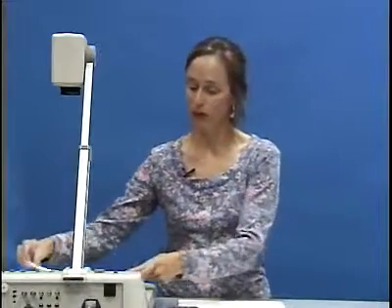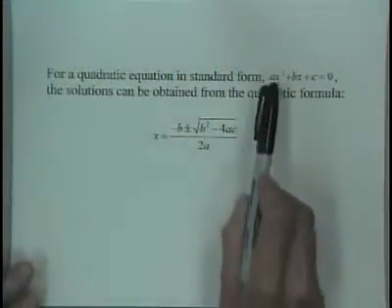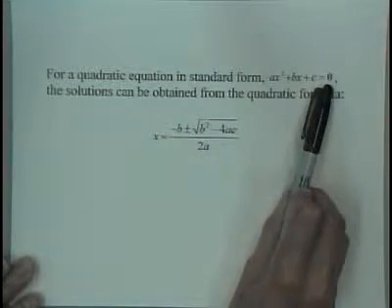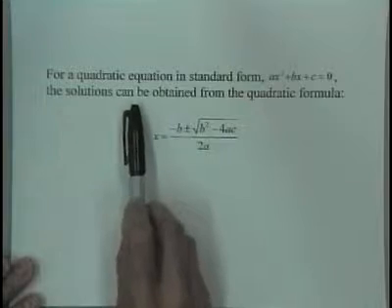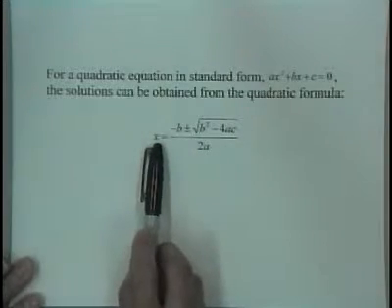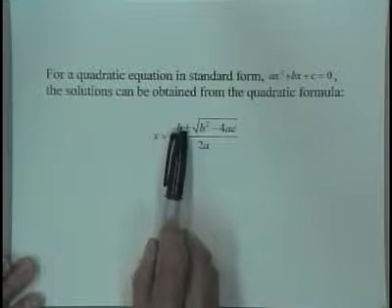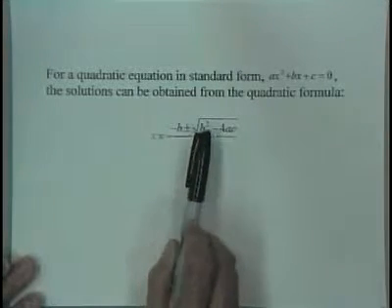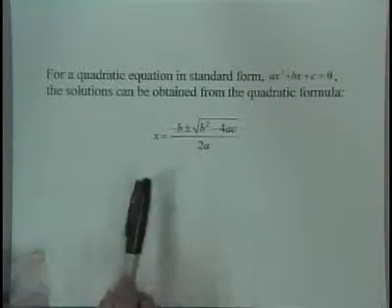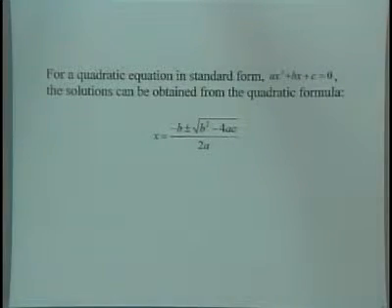Let's start by reviewing the formula. For a quadratic equation in standard form, which would look like ax squared plus bx plus c equals 0, the solutions can be obtained from the quadratic formula, which is x equals negative b plus or minus the square root of b squared minus 4ac, all of that divided by 2a. Well, let's try out the formula and solve some equations.